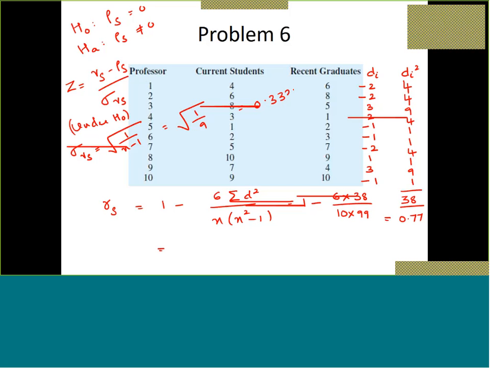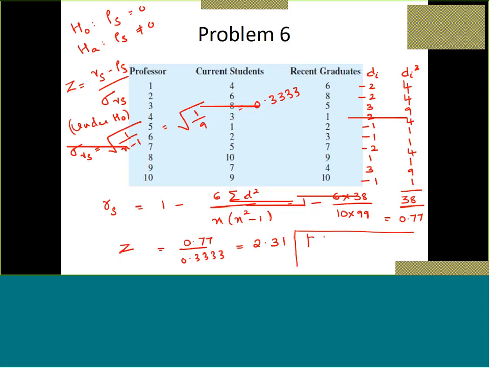So now you have to calculate the test statistic Z. So what is Z then? Z is 0.77 by 0.33. So the answer is coming out to be 2.31. So now you have to calculate the p-value. So how do you calculate the p-value?